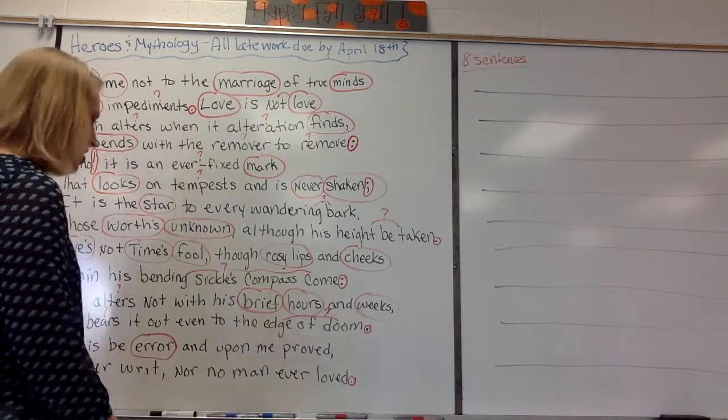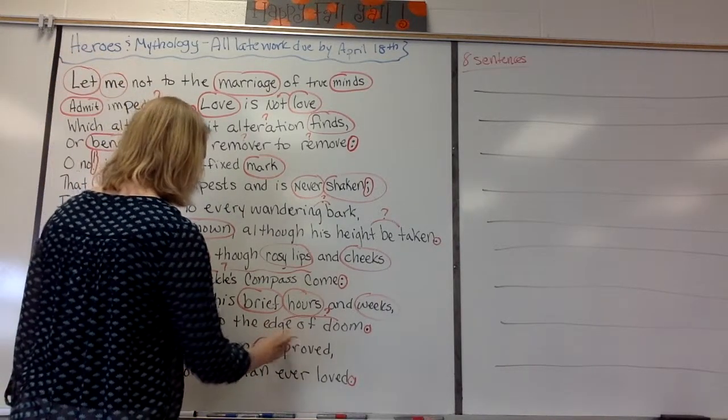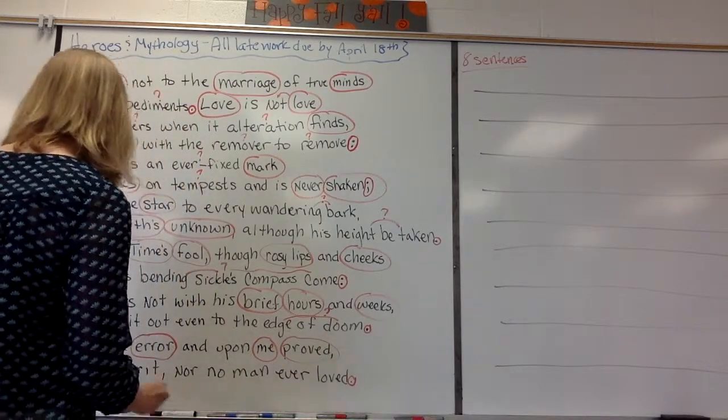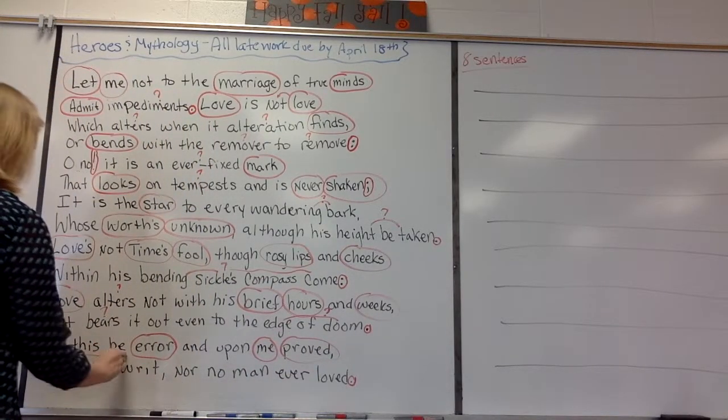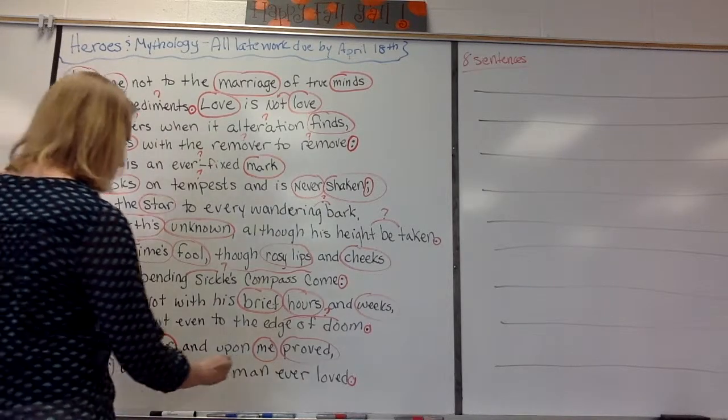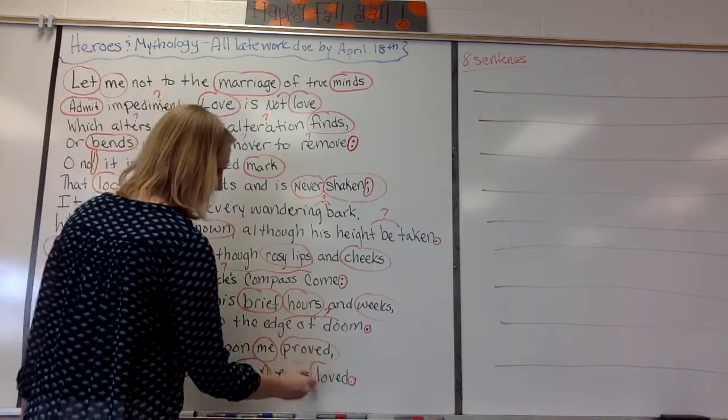If this be error, well, I'm making a lot of those. I know what a mistake is. Upon me proved. I know what prove means. I never writ. I don't know what that is. Or no man ever loved.